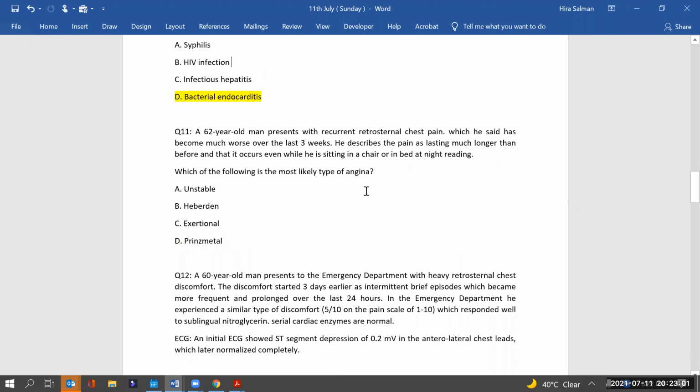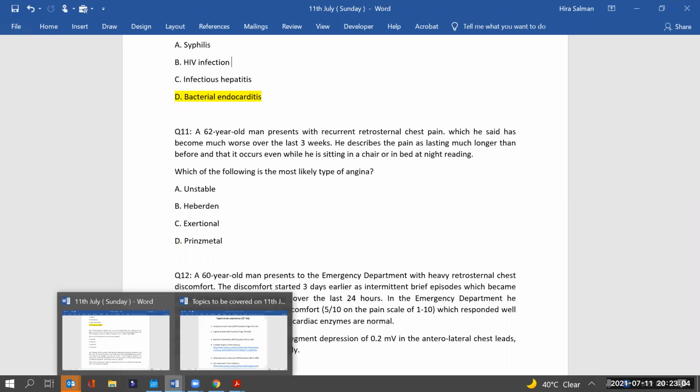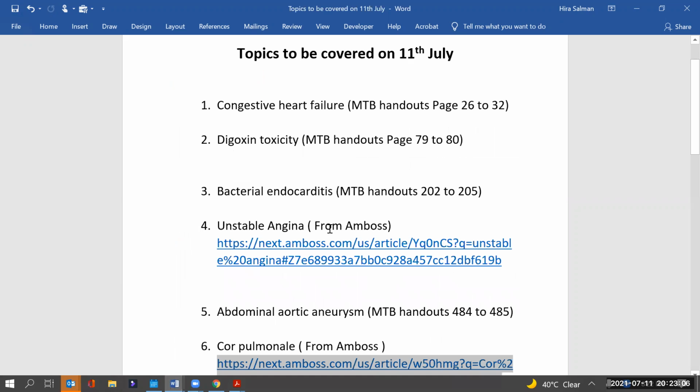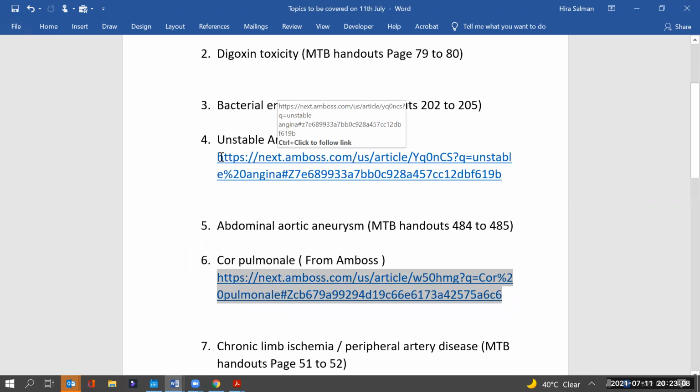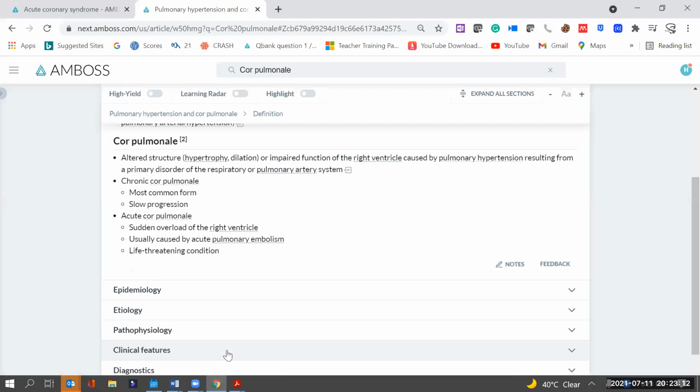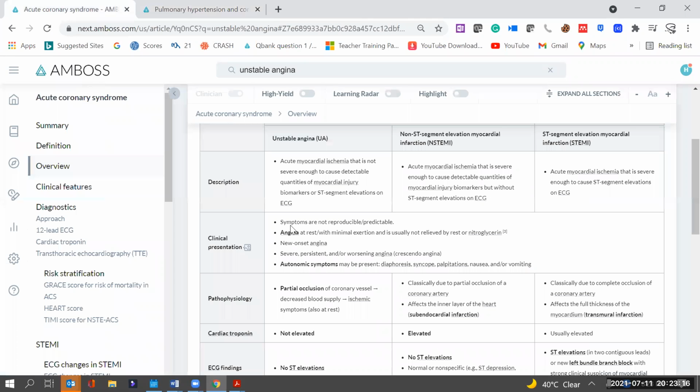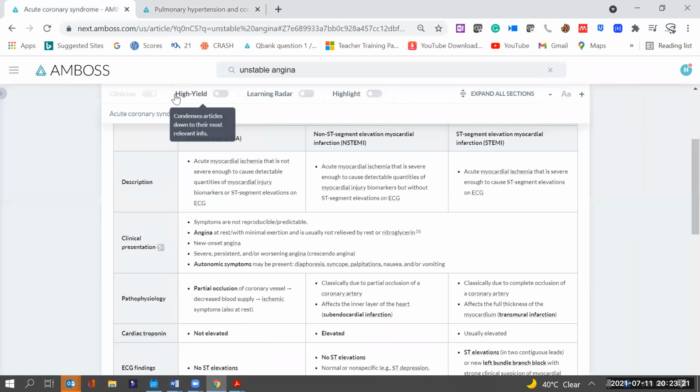okay. Then we have to go for another topic. So this one, unstable angina. For unstable angina, we will go for the slides. Just let me know if you can see the screen. Can you see the screen? Yes, doctor. Okay. So it's a very big topic. We cannot cover the whole topic now. We will just only focus on unstable angina.